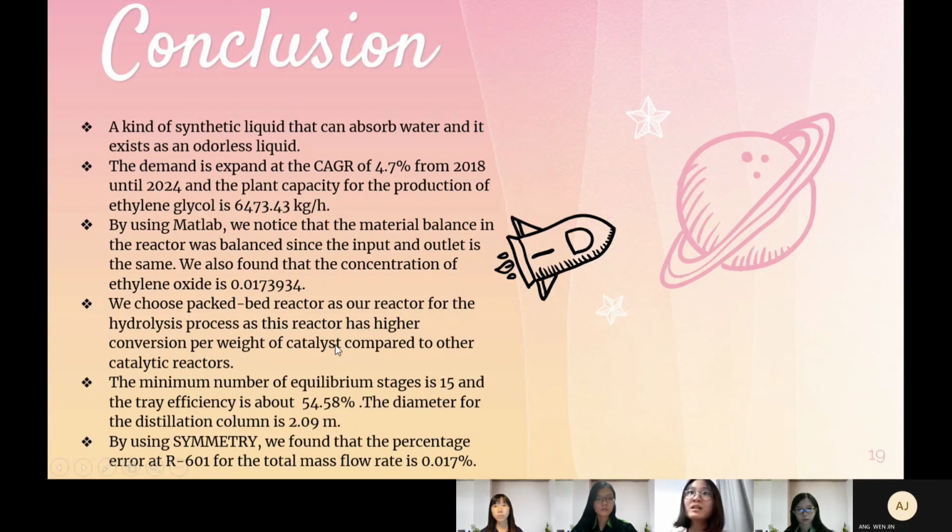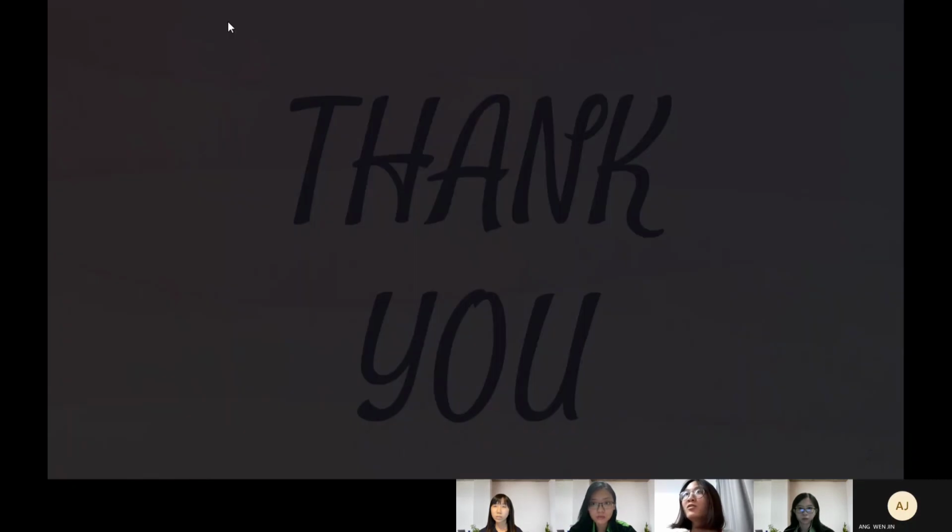We chose packed bed reactor as our reactor for the hydrolysis process because this reactor has higher conversion per weight of the catalyst compared to other catalytic reactors. The minimum number of equilibrium stages is 15, and the tray efficiency is about 54.58%, and the diameter for the distillation column is 2.09 meters. And by using Symmetry, we found that the percentage error at the R601 for the total mass flow rate is 0.017%. That's all for us. Thank you.